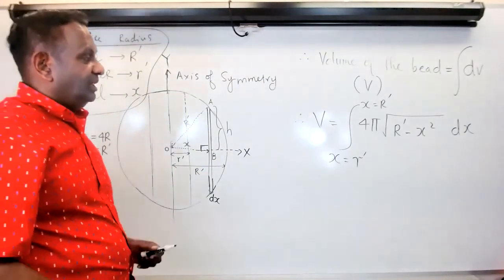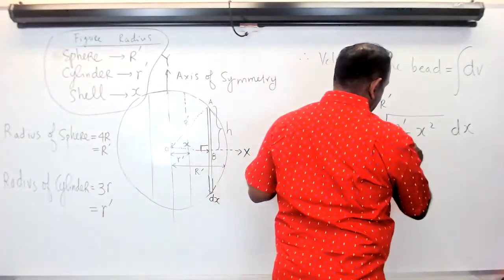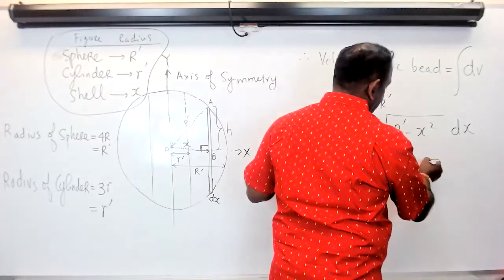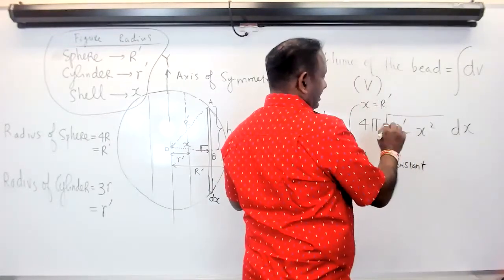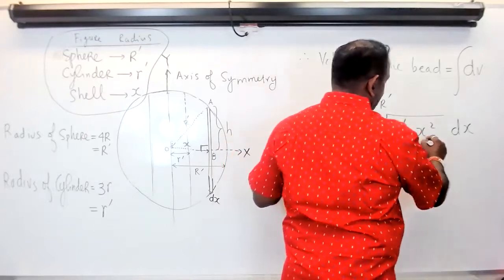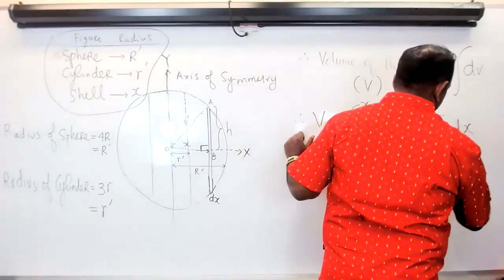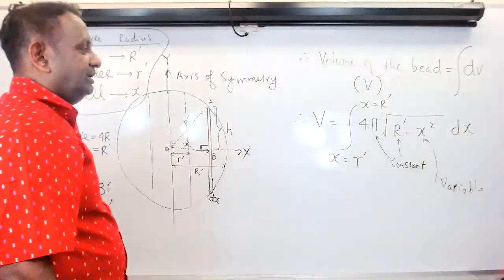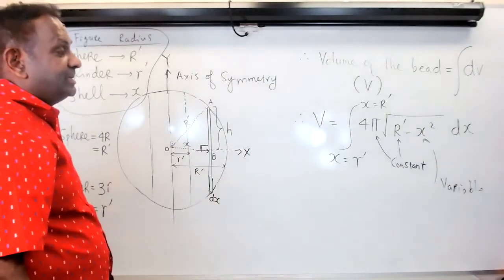Now, what is a constant here? R never changes. It's the radius of the sphere, so this is constant. This one is a variable, and this is the variable with which you're going to do the integration. So that's the operator. So how do you integrate this one? What do you need?